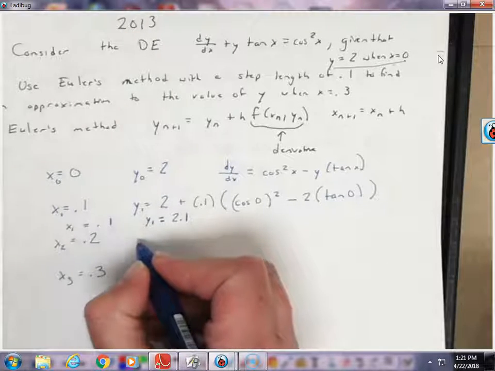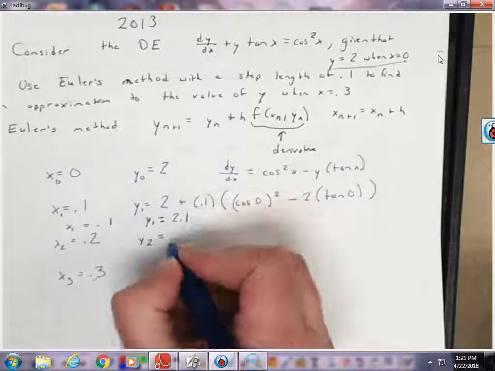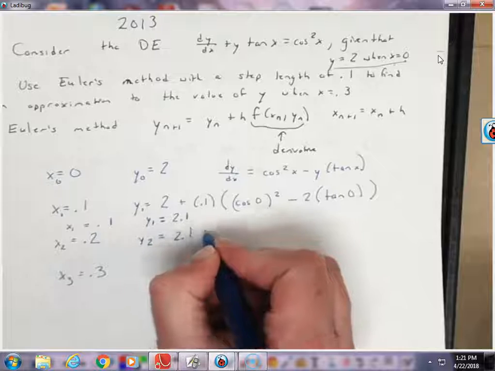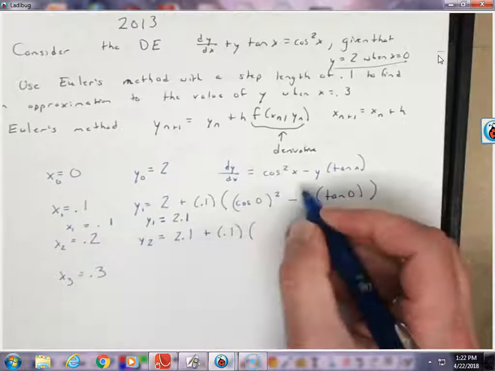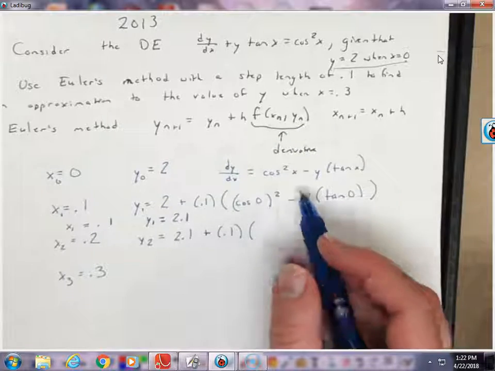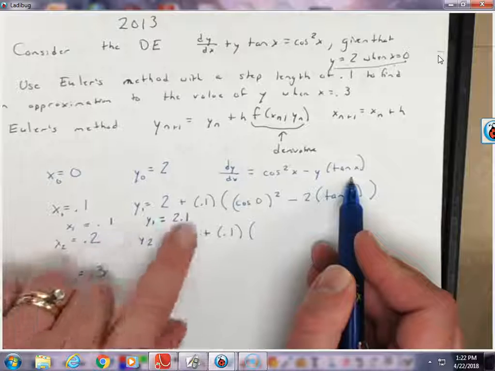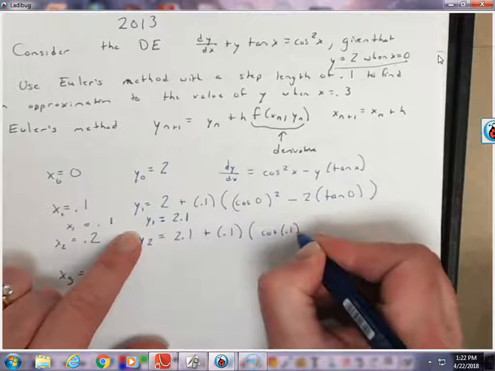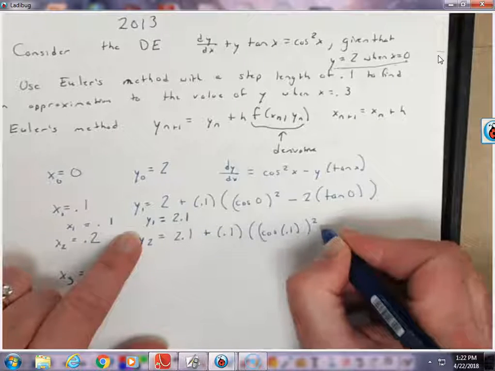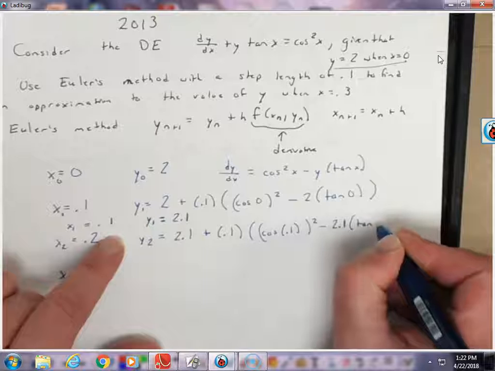Going on to the next term, we would figure out our y2. Using the formula, you're going to use your previous y value plus h, which is 0.1, times the derivative evaluated at the previous point. So again, we're using this formula, but you're substituting in 0.1 and 2.1. So this would be cosine of 0.1, and that would be squared, minus y times the tangent of 0.1.